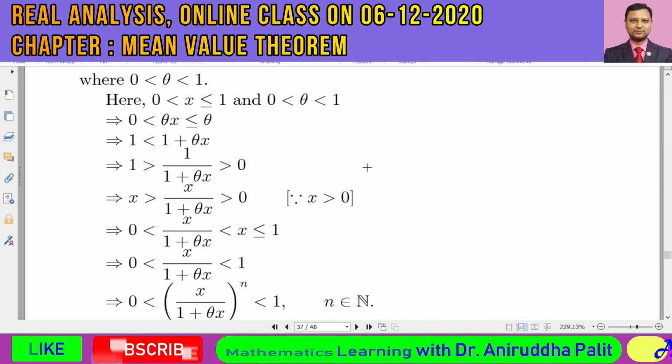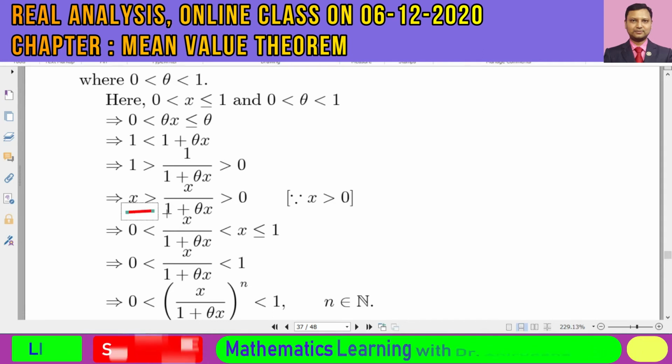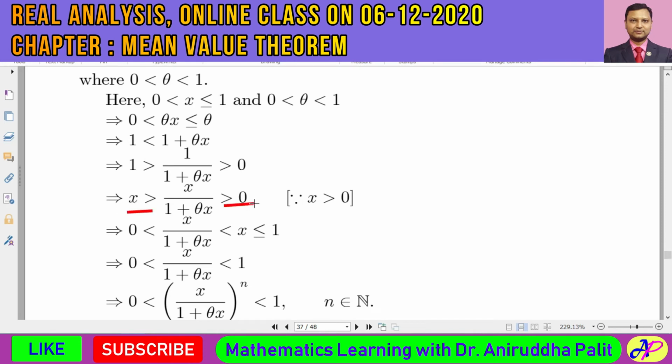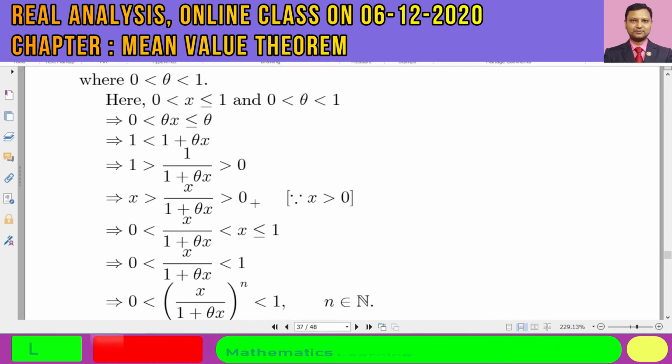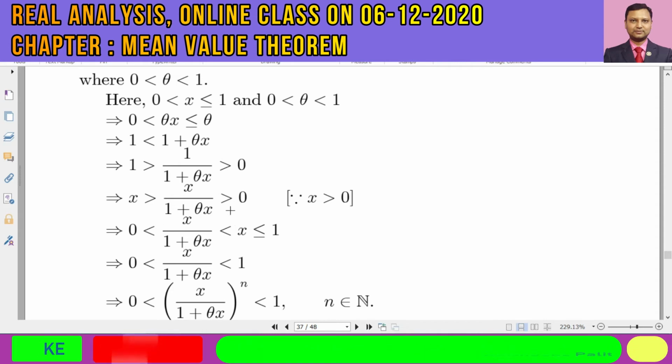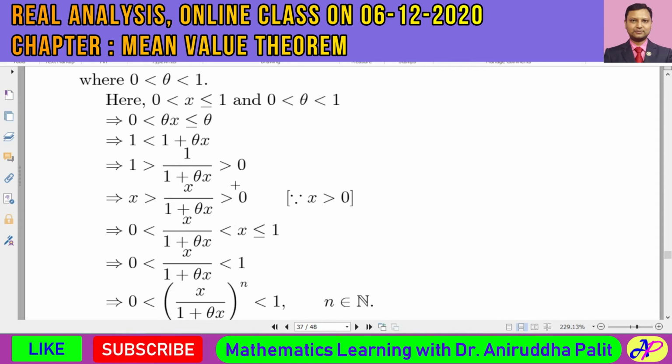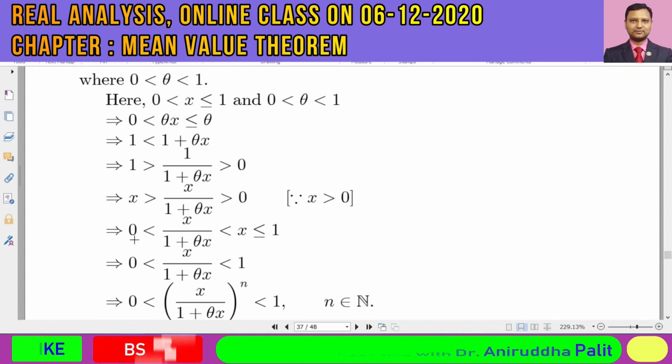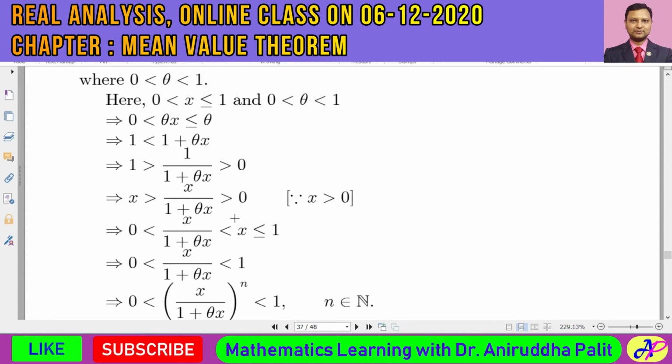Now we multiply this expression by x. Then we have x greater than x by 1 plus theta x, that is greater than 0. And that is rewritten again in the form of less than inequality. Over here 0 was in the right hand side, so we are now writing 0 on the left. So this 0 should be less than or equal to this middlemost term x by 1 plus theta x, and that is less than or equal to the left hand side.